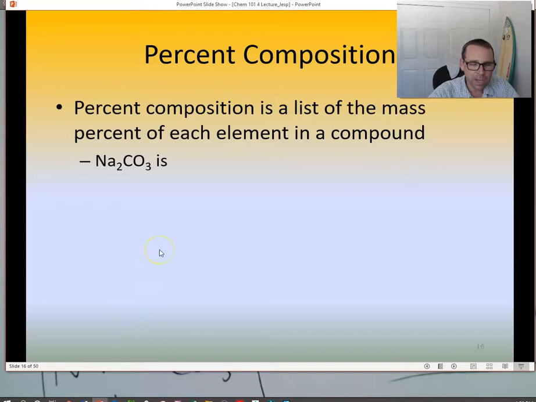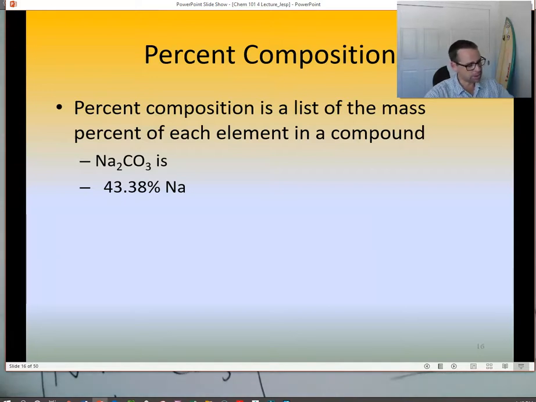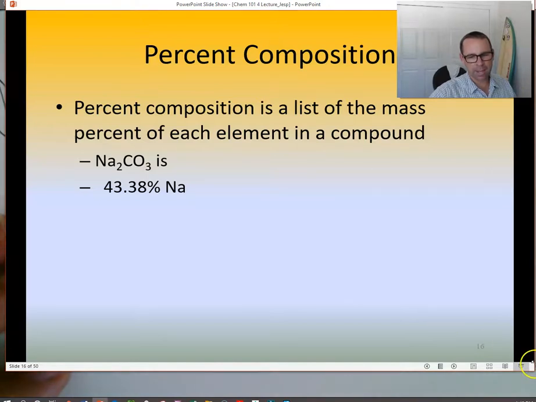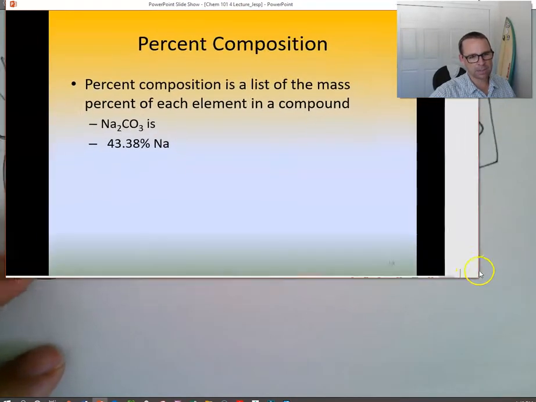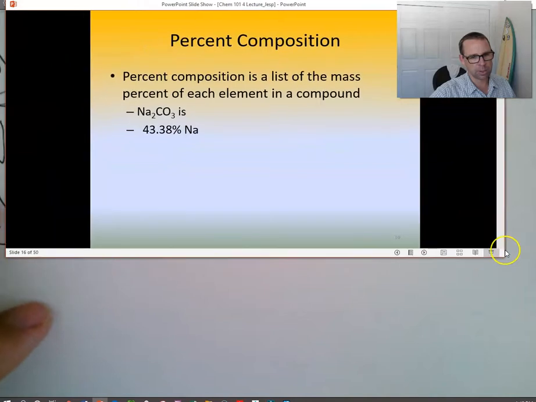Okay, another way that we can think of the amount of sodium in sodium carbonate is what we call the percent composition. Sodium carbonate is 43.38% sodium. Now, where does this percentage come from? Well, it comes from mass, just the mass of the sodium in the sodium carbonate.